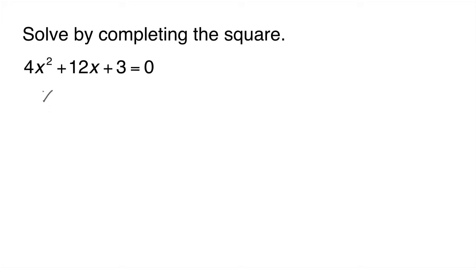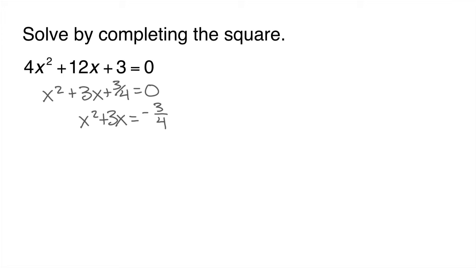We have x squared plus 3x plus 3/4 is equal to 0. Now we want all of our variable terms on one side and our constant term on the other. So we'll subtract 3/4 from both sides to get x squared plus 3x is equal to negative 3/4. Now we're ready to complete the square.